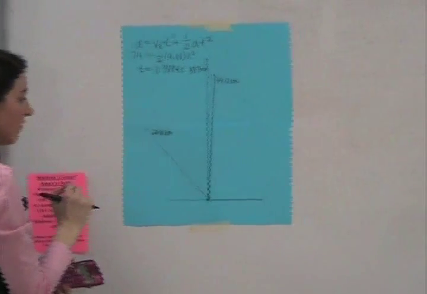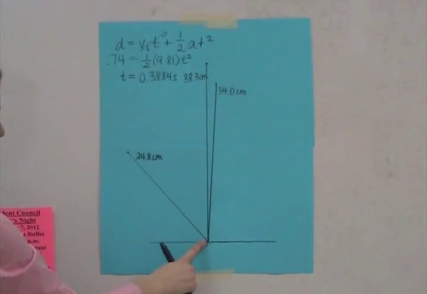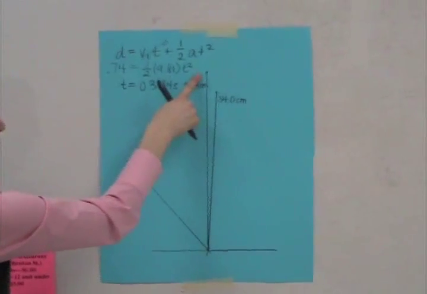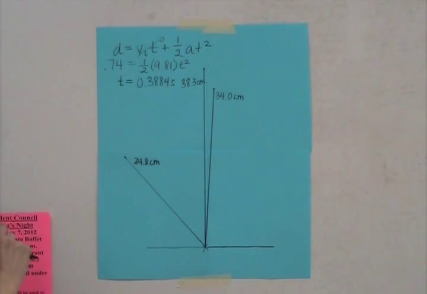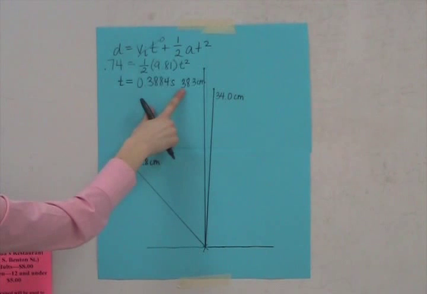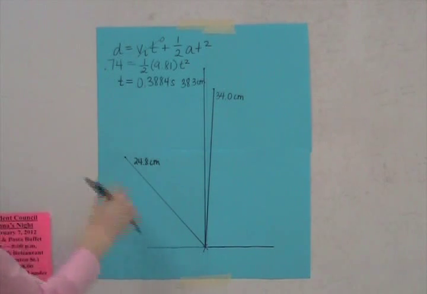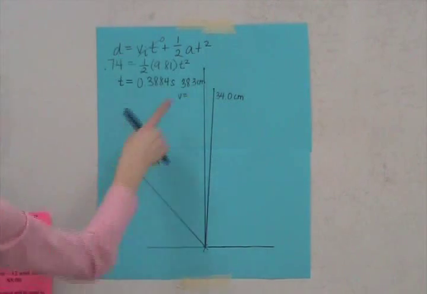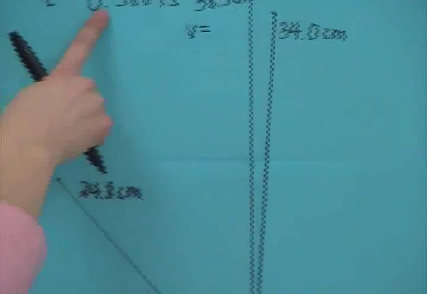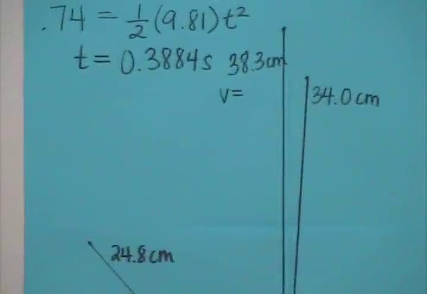What we want to do now is figure out the velocity of each ball. So the first thing we're going to do is figure out the velocity of the ball that did not hit any, and so that was the momentum without the collision. So we have a distance of 38.3 centimeters and a time of 0.3884 seconds. Therefore, our speed, or our v in that direction, will be our distance divided by our time, and we'll have to convert that distance into meters.